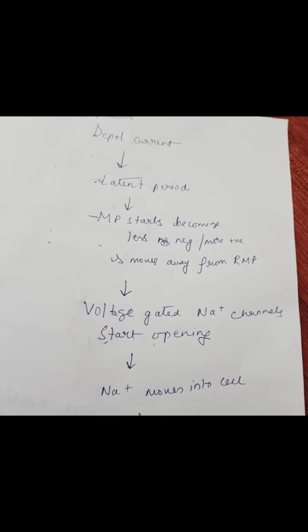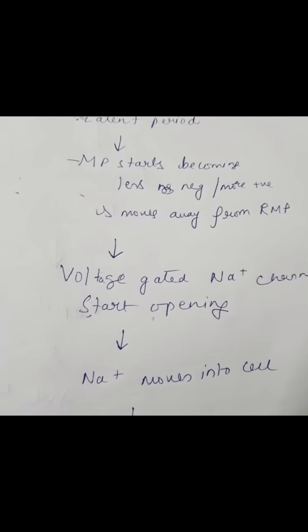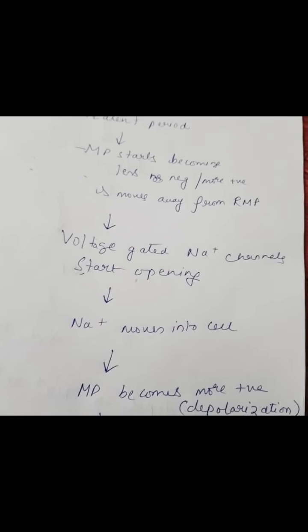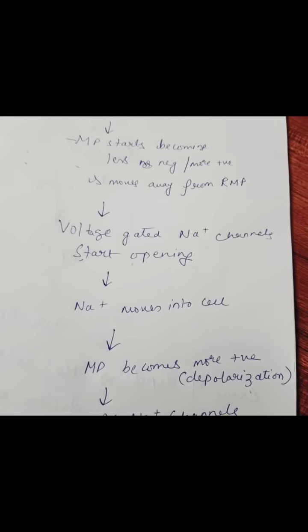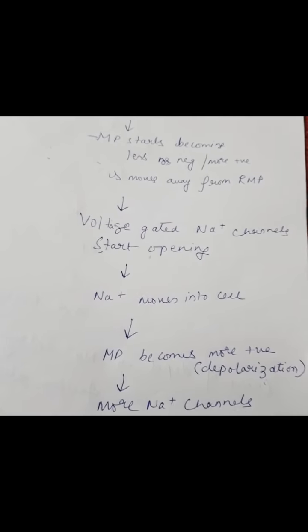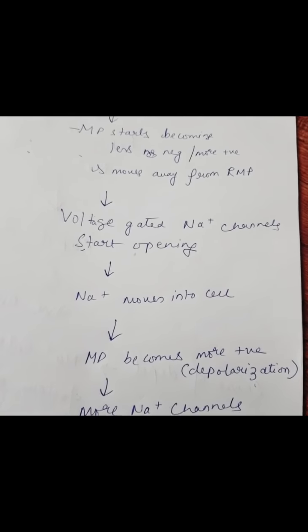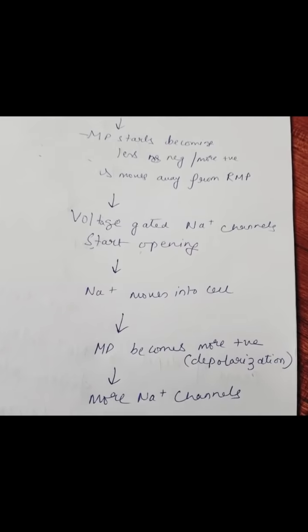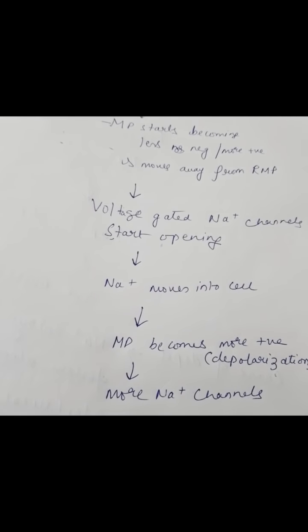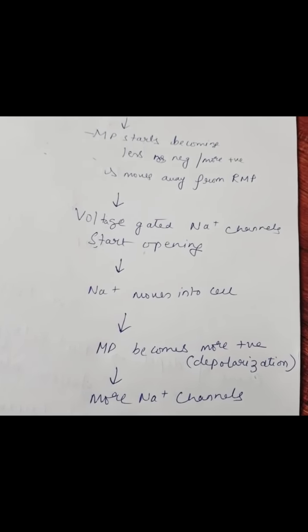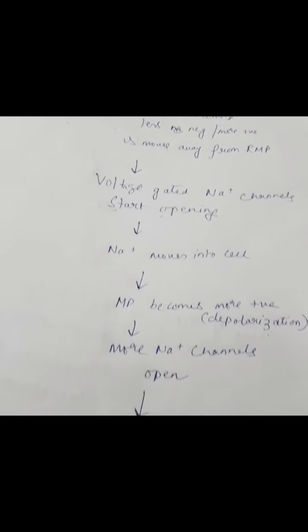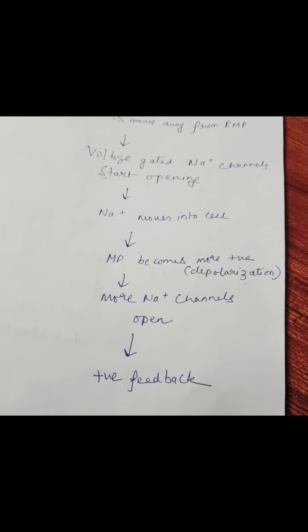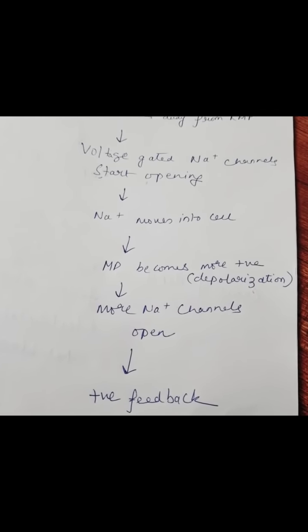Now, due to this opening of voltage gated sodium channels, the sodium permeability increases and some sodium moves into the cell. As positively charged sodium moves into the cell, the membrane potential becomes even more positive. That is, the membrane potential starts becoming depolarized. So, more voltage change, again more sodium channels are opening. So, a positive feedback loop is set up.